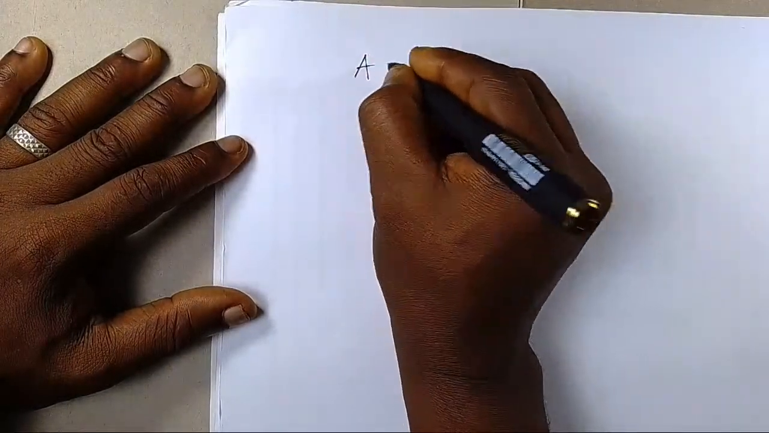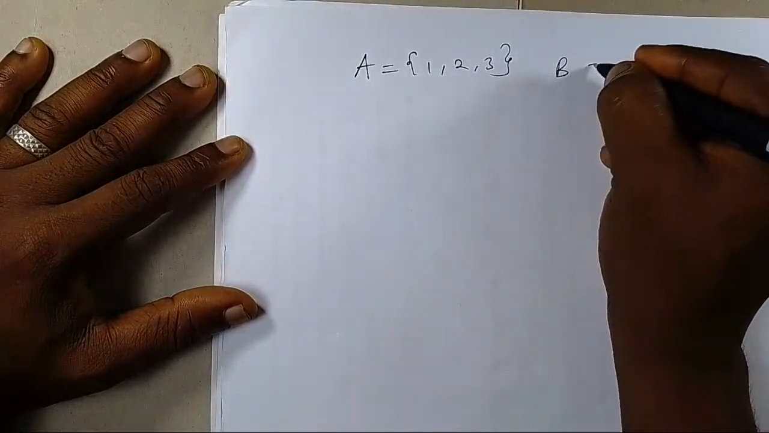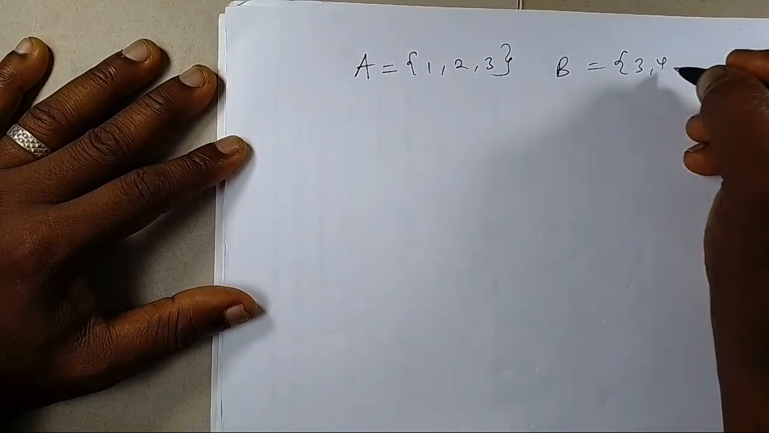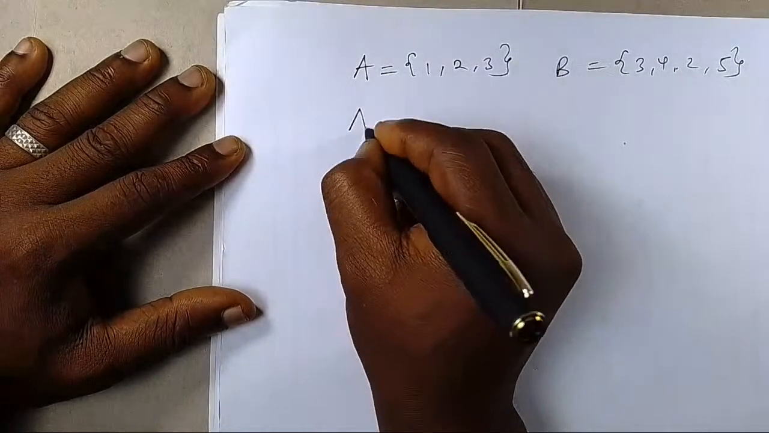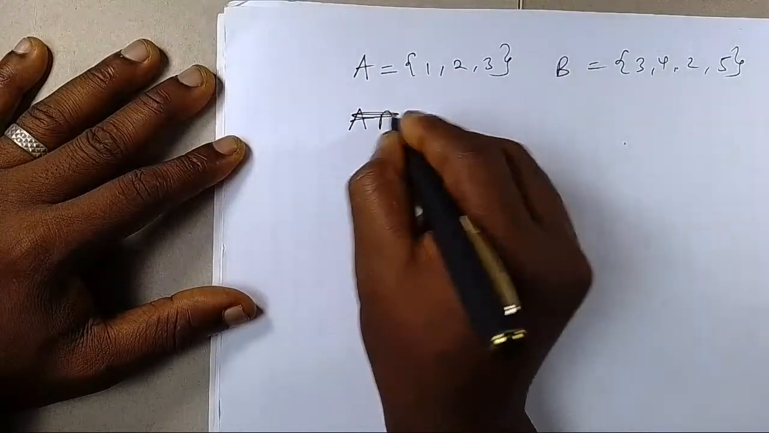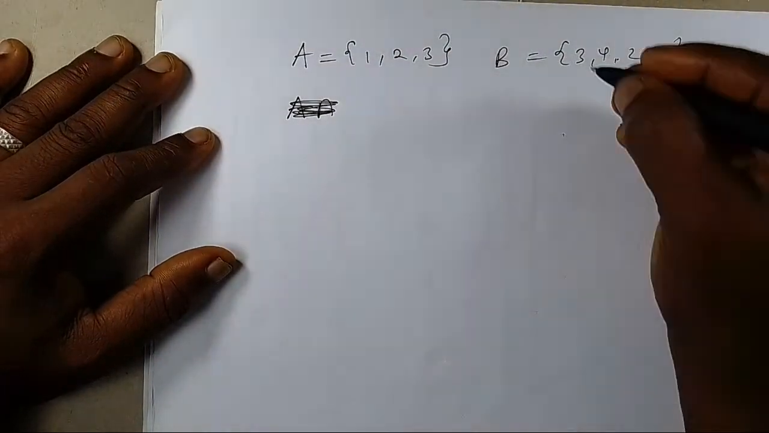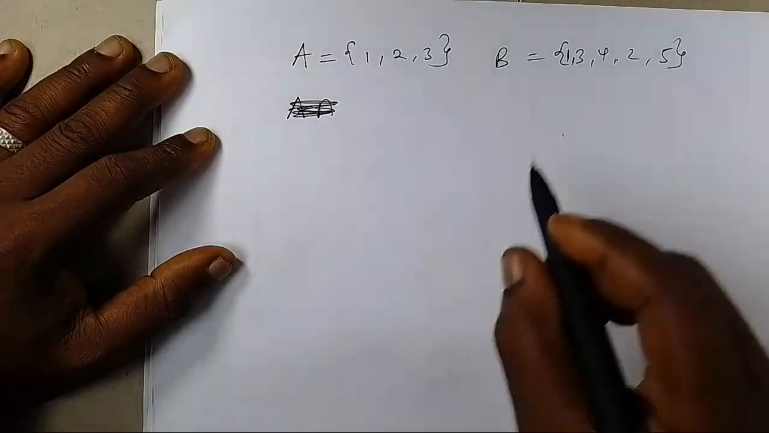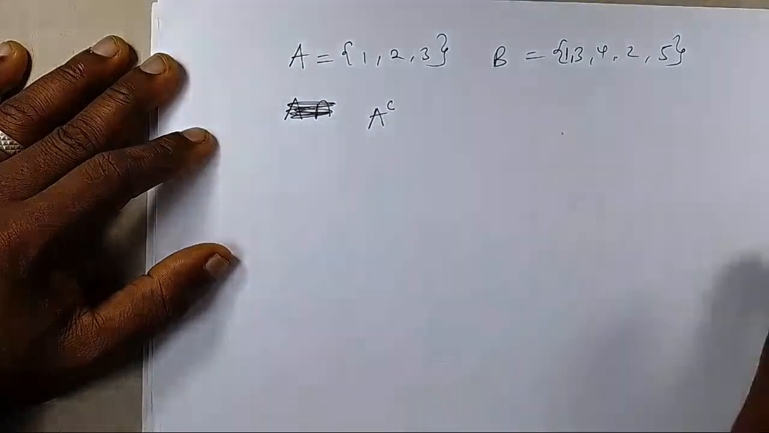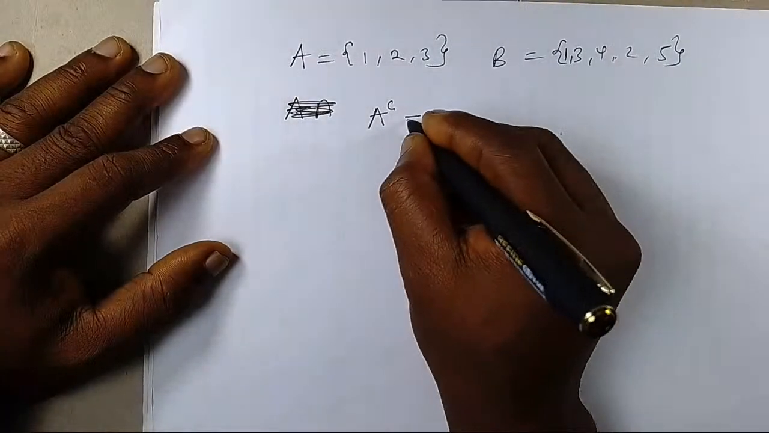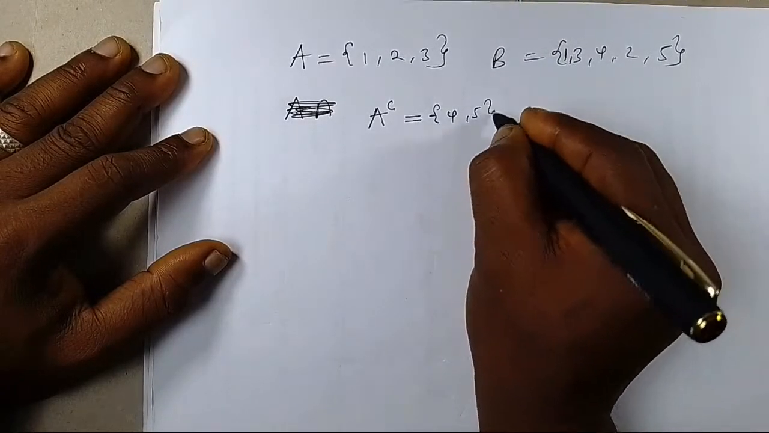So look at it this way. A is a set that contains 1, 2, and 3, and B is a set that contains 3, 4, 2, and 5. Now, what is A intersection B? Or rather, let's do it this way. Let me add 1 to the list. So what is the complement of A? The complement of A will be the set that contains 4 and 5.